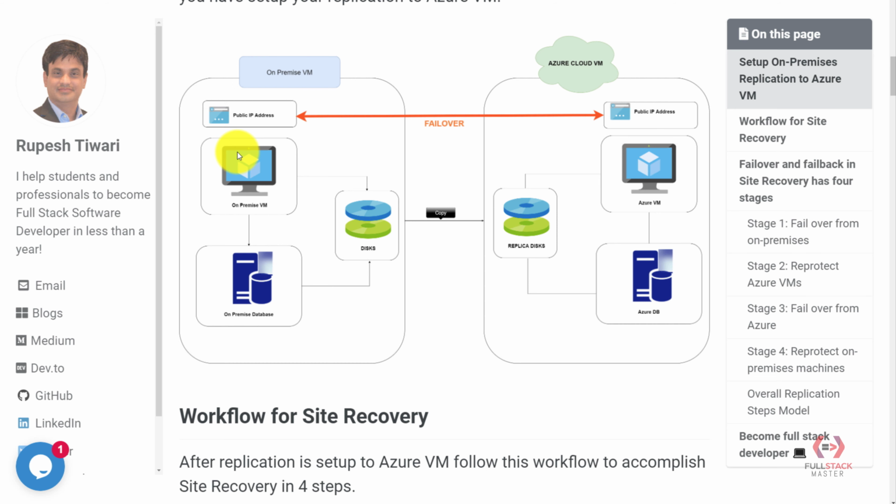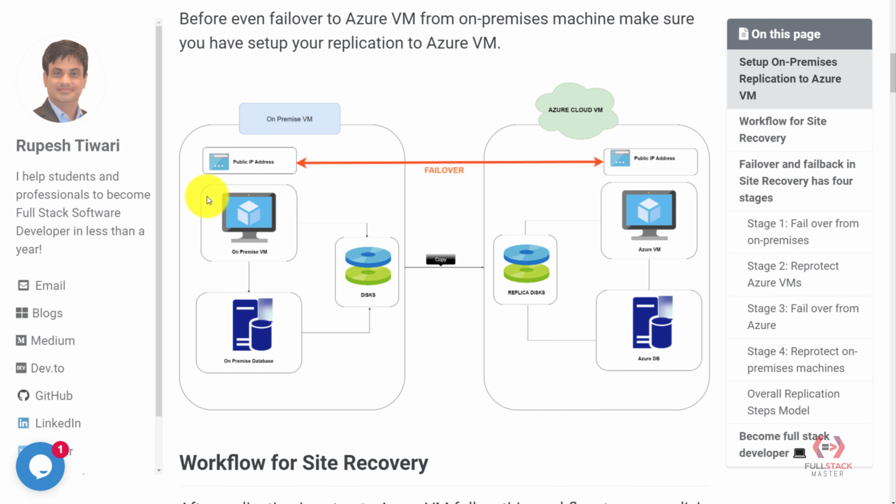So this is how you set up your replication strategy when you are healthy and your on-premises site is up and running. In the next video, I will explain how you can save your on-premises machines whenever a disaster happens, and how Azure cloud will help you.